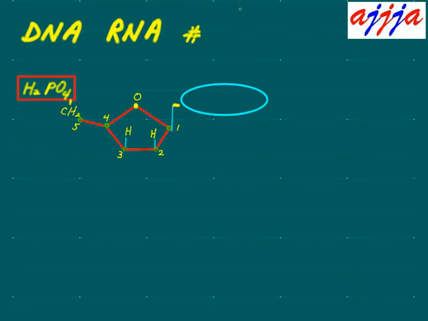Alright, we talked about DNA and RNA a little. This is going to be number 3. As you see right here, 3 different items together make one nucleotide.